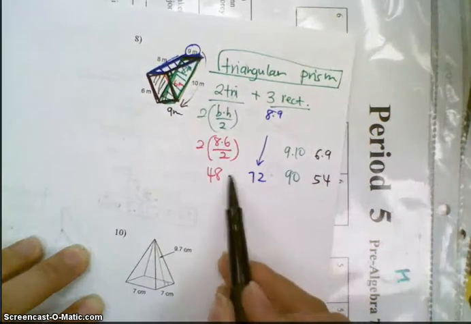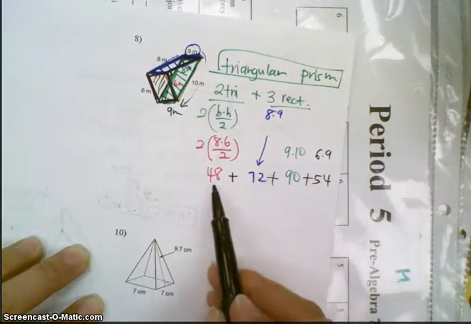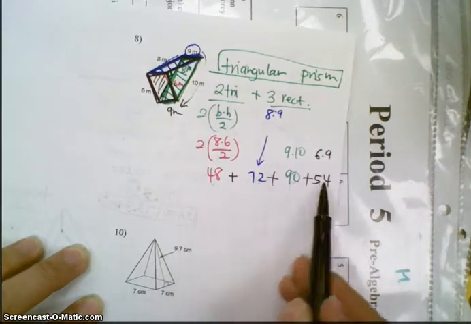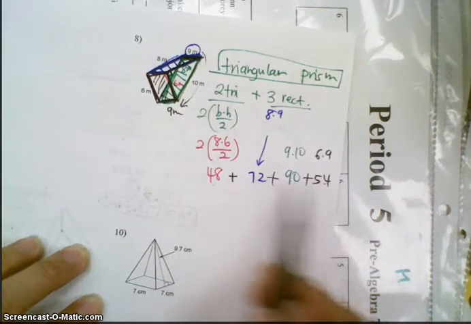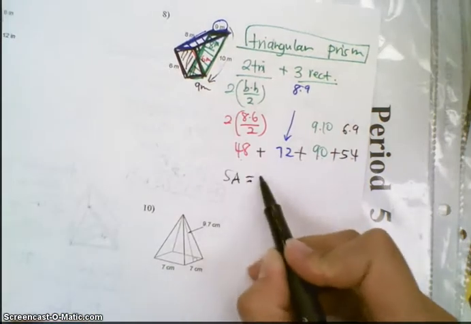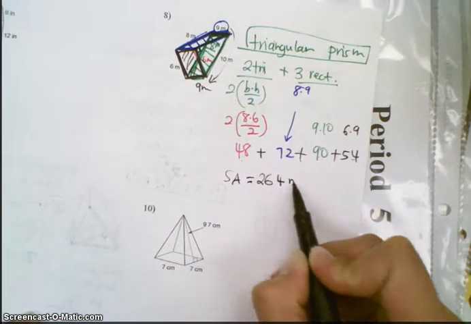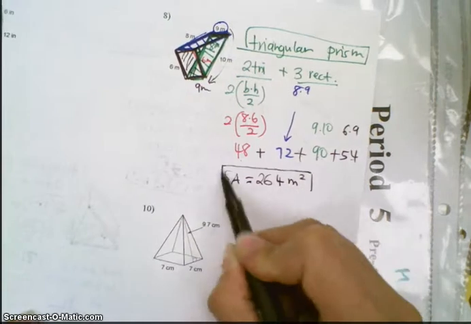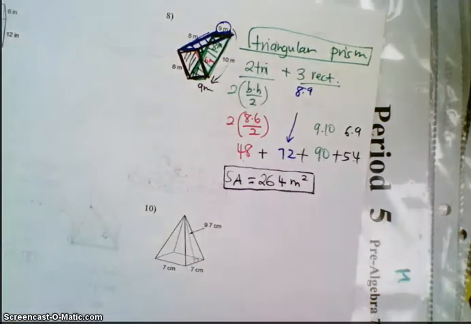So these 4, I'm going to add up. This is my 2 triangles. These are the 3 rectangles. So add them all up. You will get the total surface area of 264 meters squared.